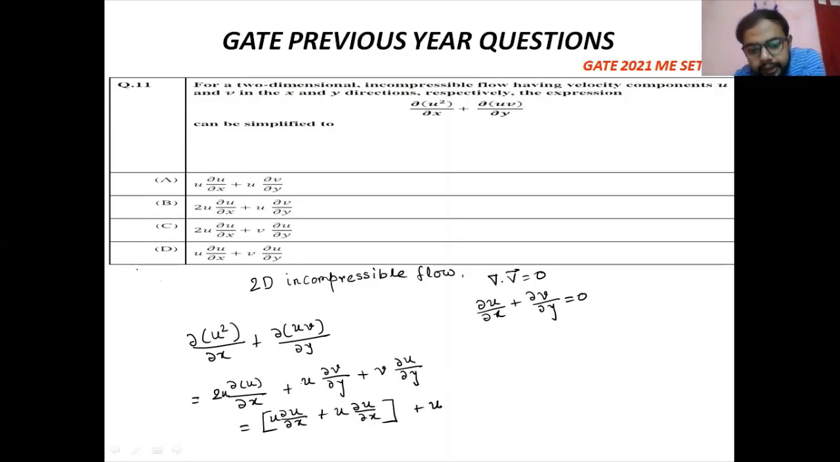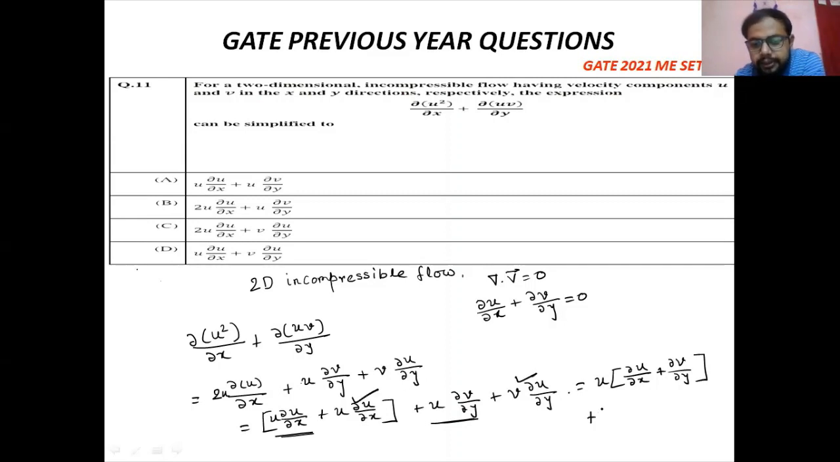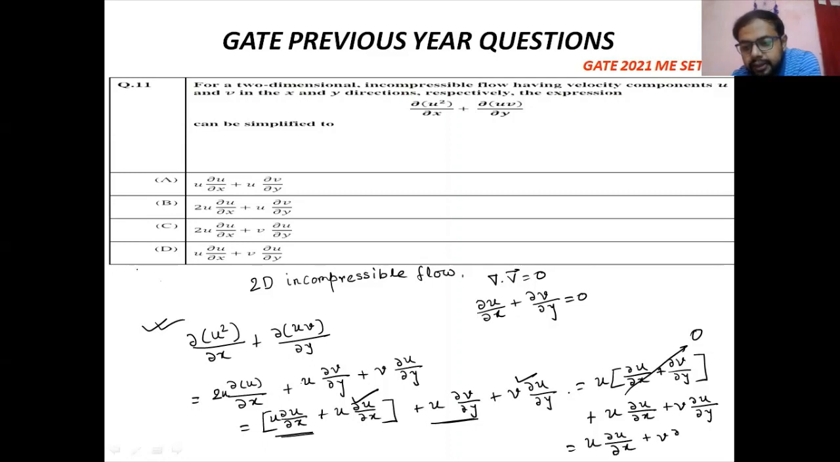Now take the terms u del u del x and u del v del y to a single side: u into del u del x plus del v del y, plus the remaining part, u del u del x plus v del u del y. As it is an incompressible flow, the first part is 0. So this expression has been reduced to u del u del x plus v del u del y.